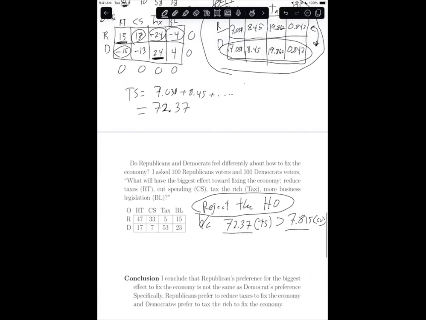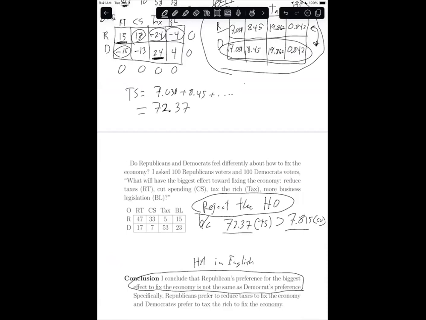So right here, I conclude that Republicans' preference for the biggest effect to fix the economy is not the same as Democrats' preference. And so right here, that's the alternative in English. And so we're concluding the alternative in English, but now we need to get more specific. So we said they're different, and now we're giving some indication of how they're different.